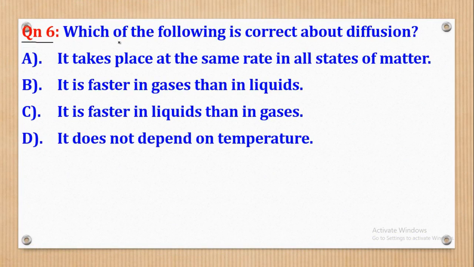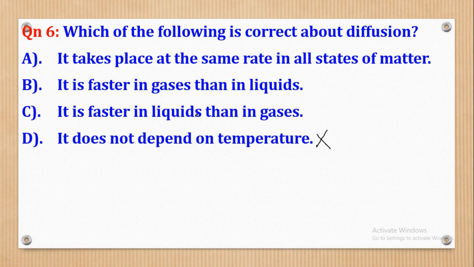So question 6 says, which of the following is correct about diffusion? Option A, diffusion takes place at the same rate in all states of matter. Option B, diffusion is faster in gases than in liquids. Option C, diffusion is faster in liquids than in gases. Option D, diffusion does not depend on temperature. So this is not okay, because when temperature increases, the rate of diffusion increases.